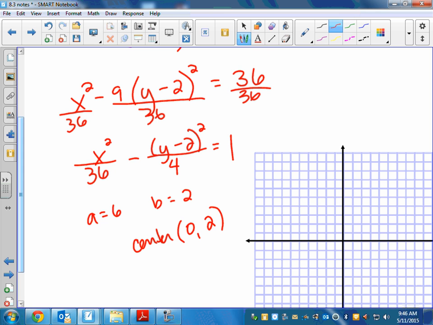Center, 0, 2. You got to know which way to make your vertices. It's going right to left. So we're going to go 6 units each way, right? 1, 2, 3, 4, 5, 6. We end up putting a lot of dots on here, so it helps me to label that as a vertex, so I remember that's where my branches are starting. And if you don't want to make the rectangle, you don't have to, but you need to know your asymptotes.